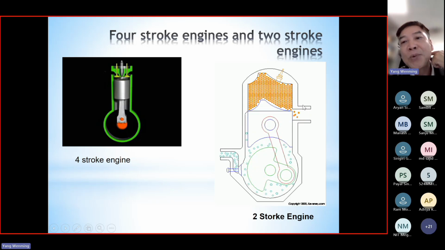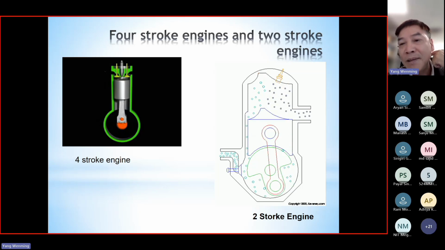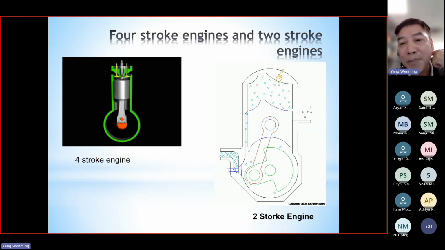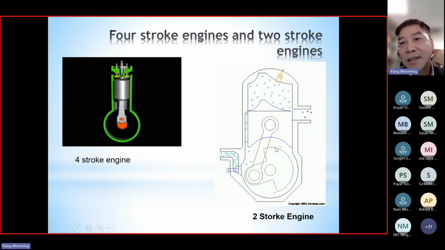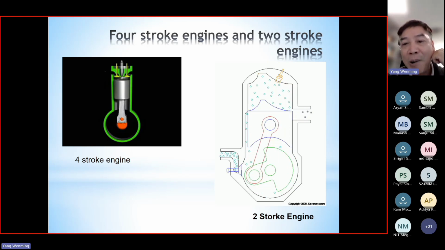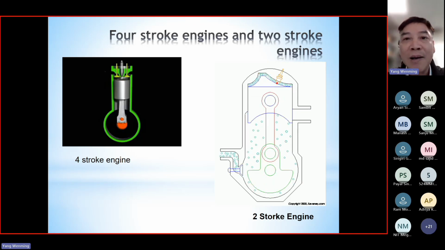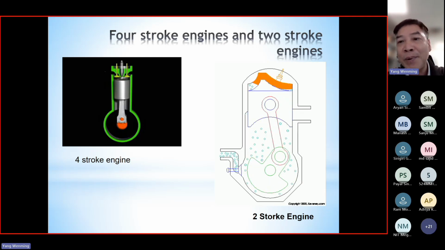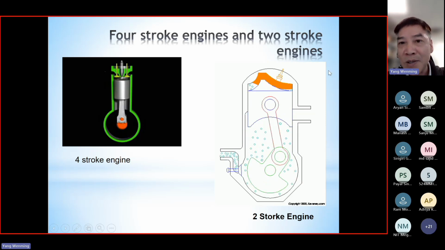However, for two-stroke engines, to complete one cycle the piston only moves two times between TDC and BDC. This animation shows you the simplest design for two-stroke engines. I want to show you another video so that you can better understand the basic design and operating principle of two-stroke engines. So let me show you another video.